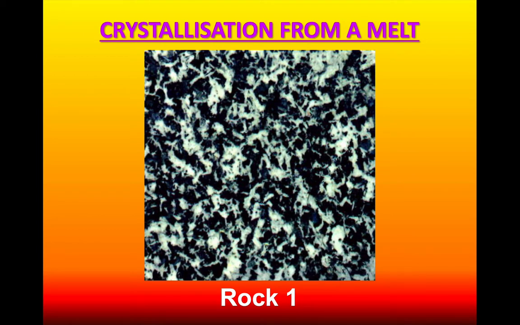Rock 1 is an igneous rock. It consists of random interlocking crystals. Those crystals are all roughly the same size, and they're about 5 millimeters across.